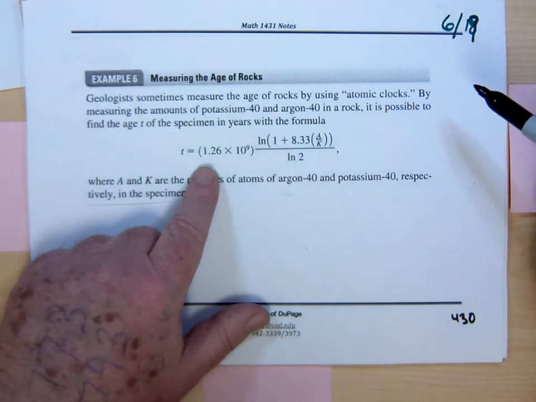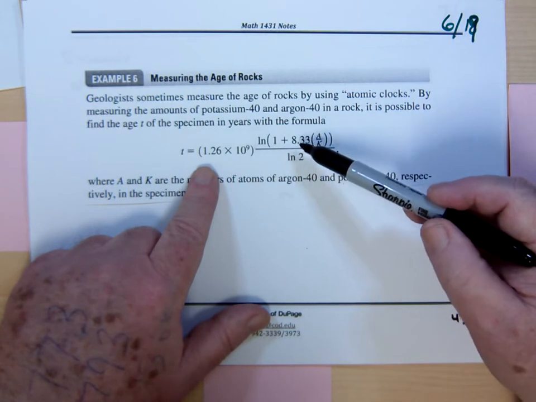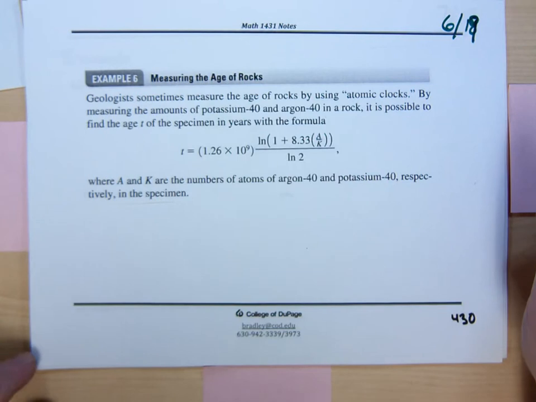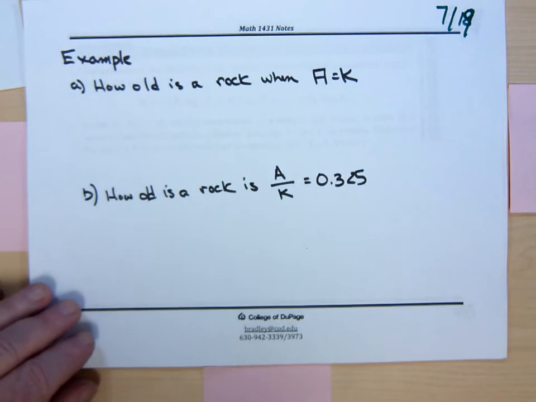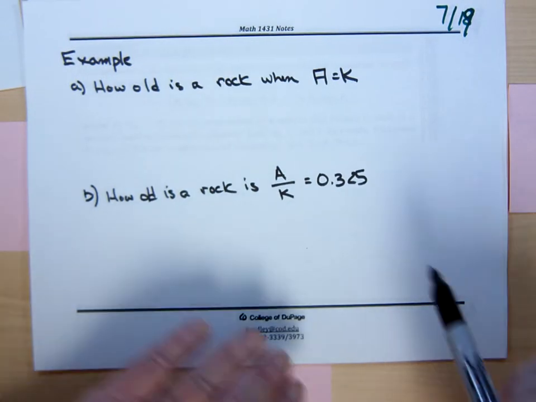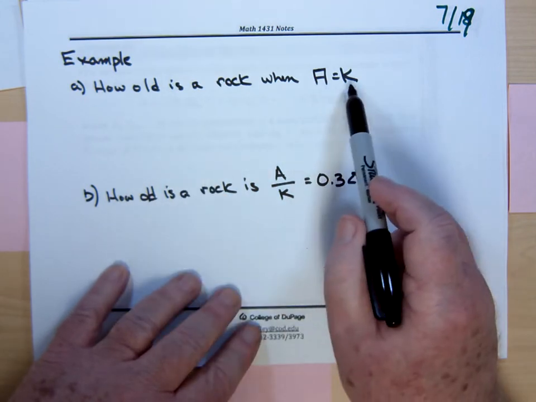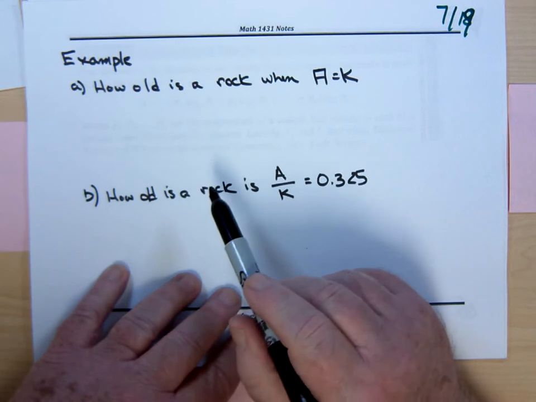1.26 times 10 to the 9th, and it's the quotient of these logarithms, and that's 1 plus 8.33 times the ratio of A to K. So what we're going to do is use this equation to answer some questions. This first thing says, how old is a rock if the amounts of both potassium and argon 40 are the same?